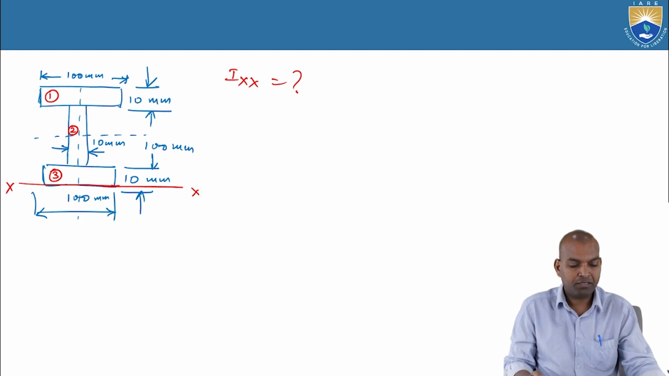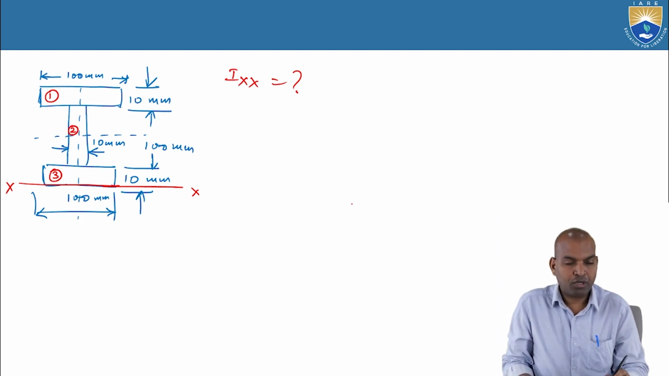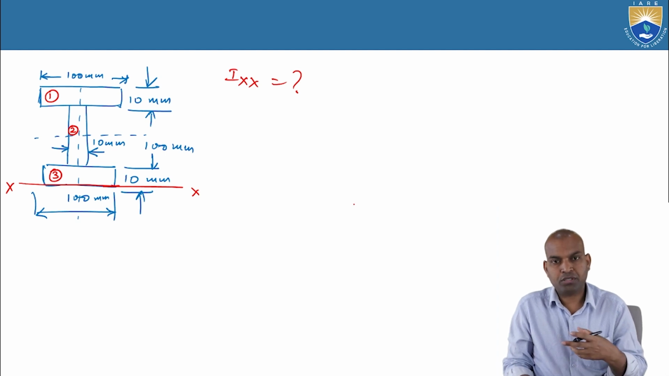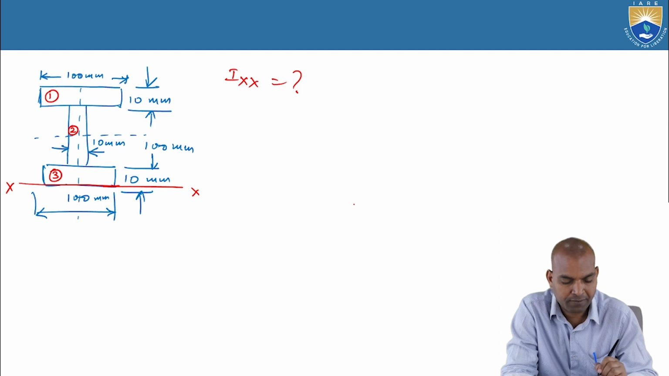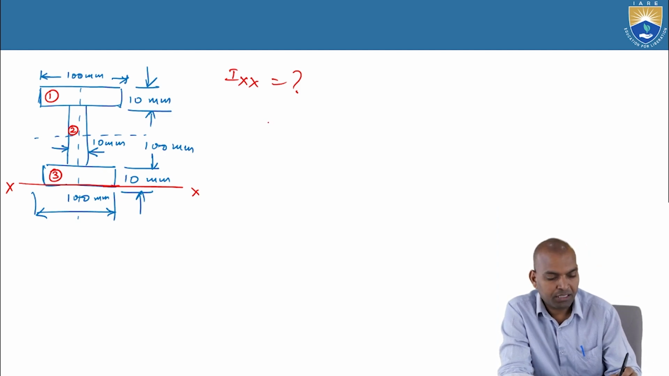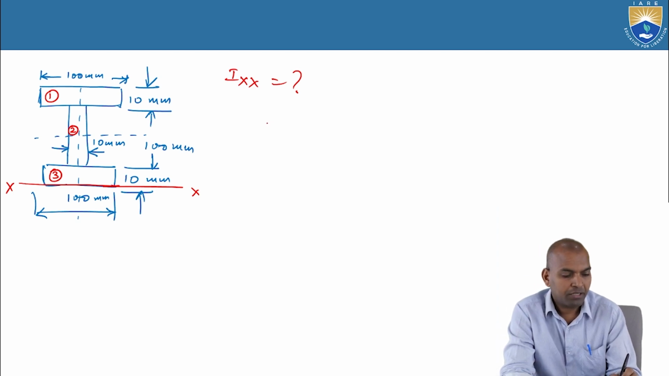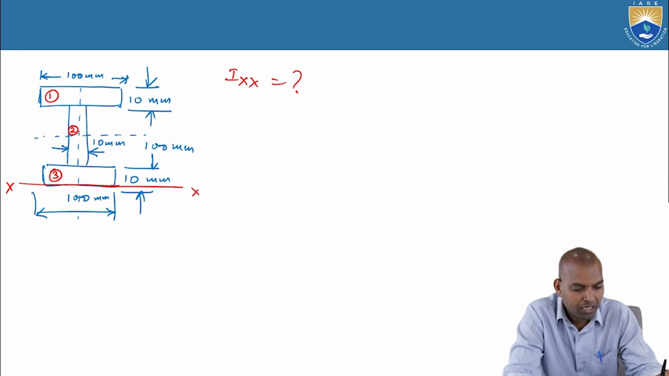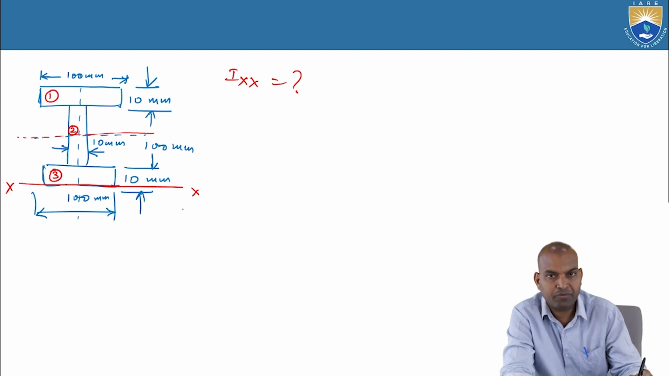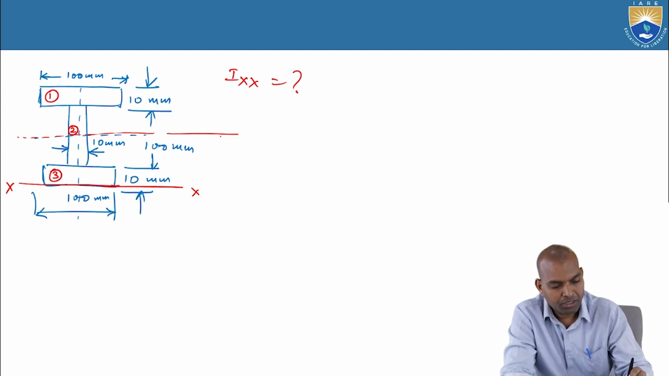Now how do we calculate this IXX? It is a composite section. A composite section means a combination of more than one section, and such sections are known as composite sections. Let us first find the centroid, the center of gravity, of this section. It is symmetrical about both XX and YY, so it has two lines of symmetry. Now the centroid is here.